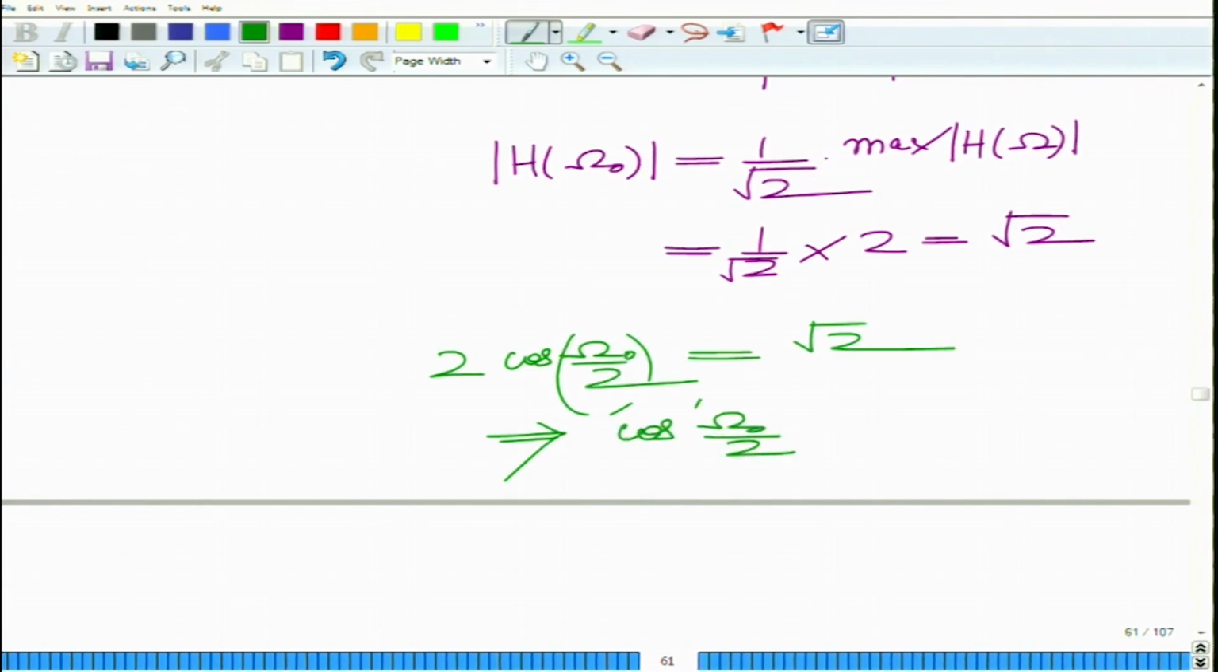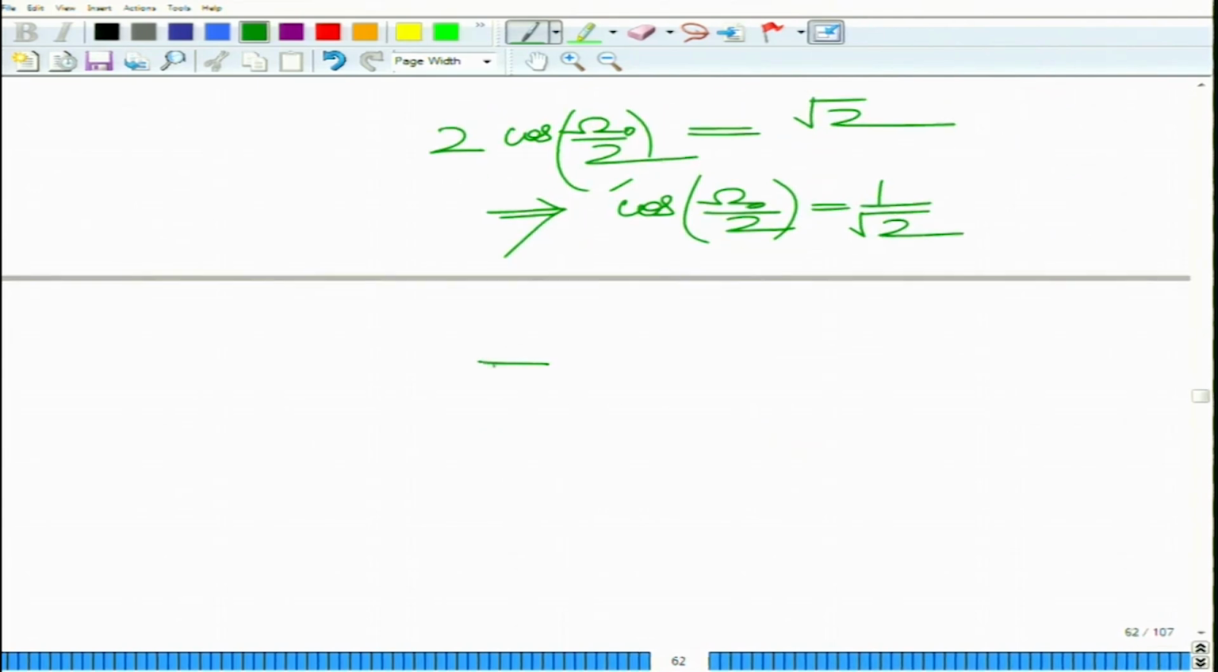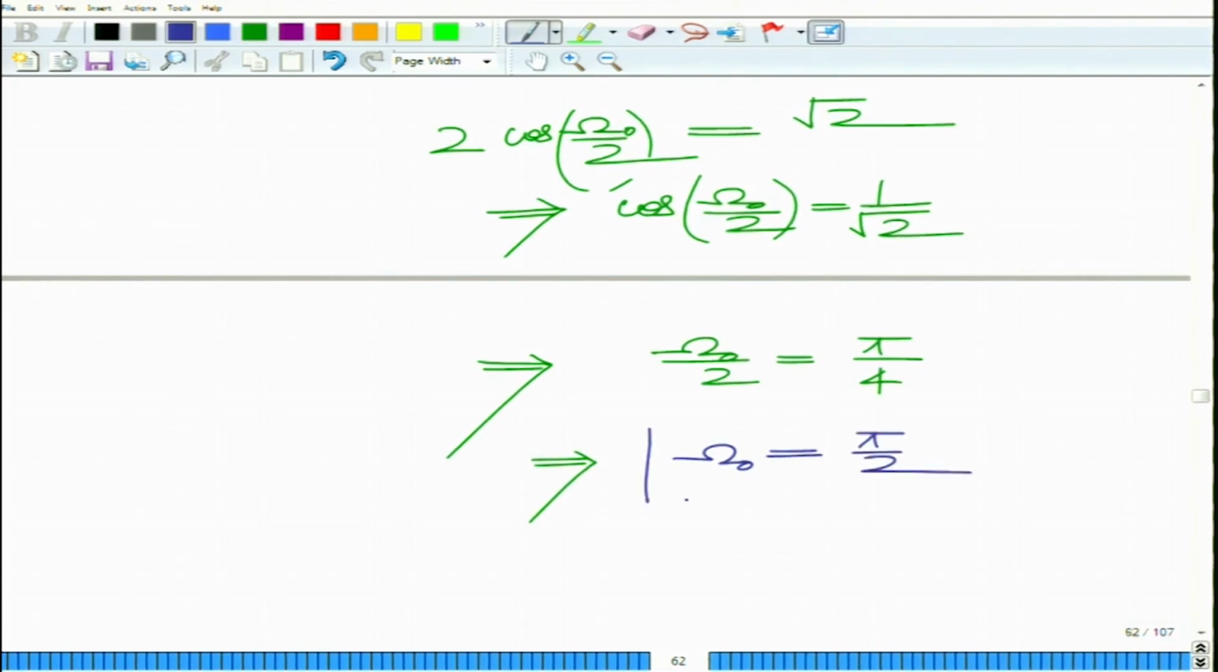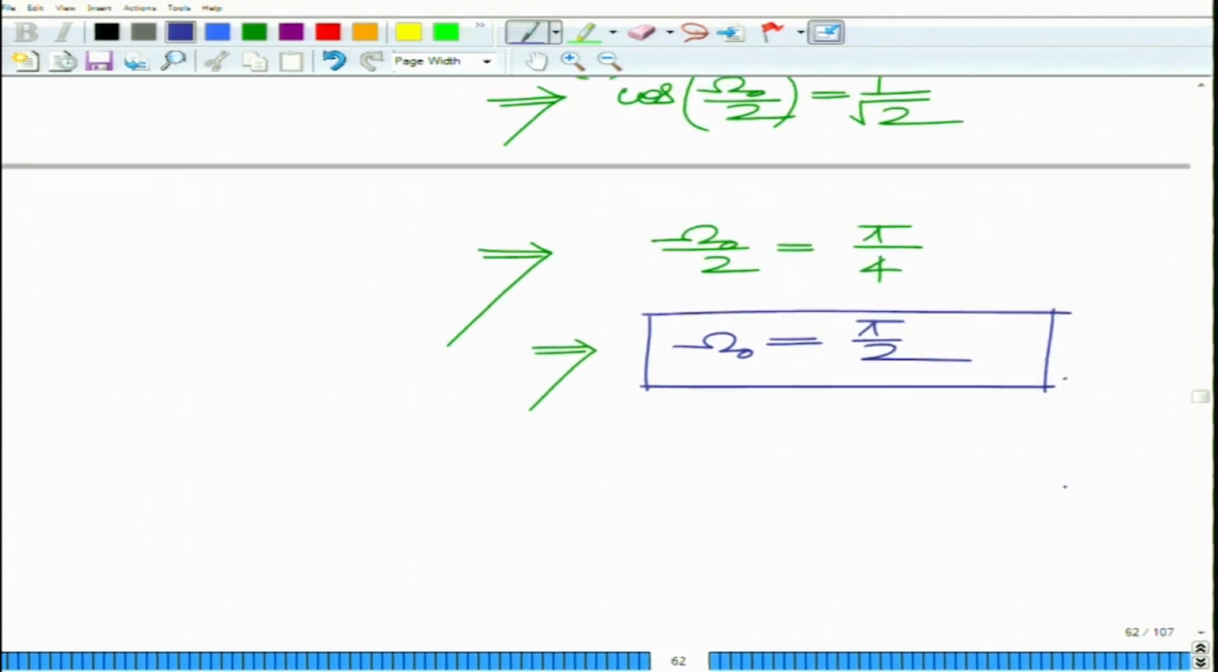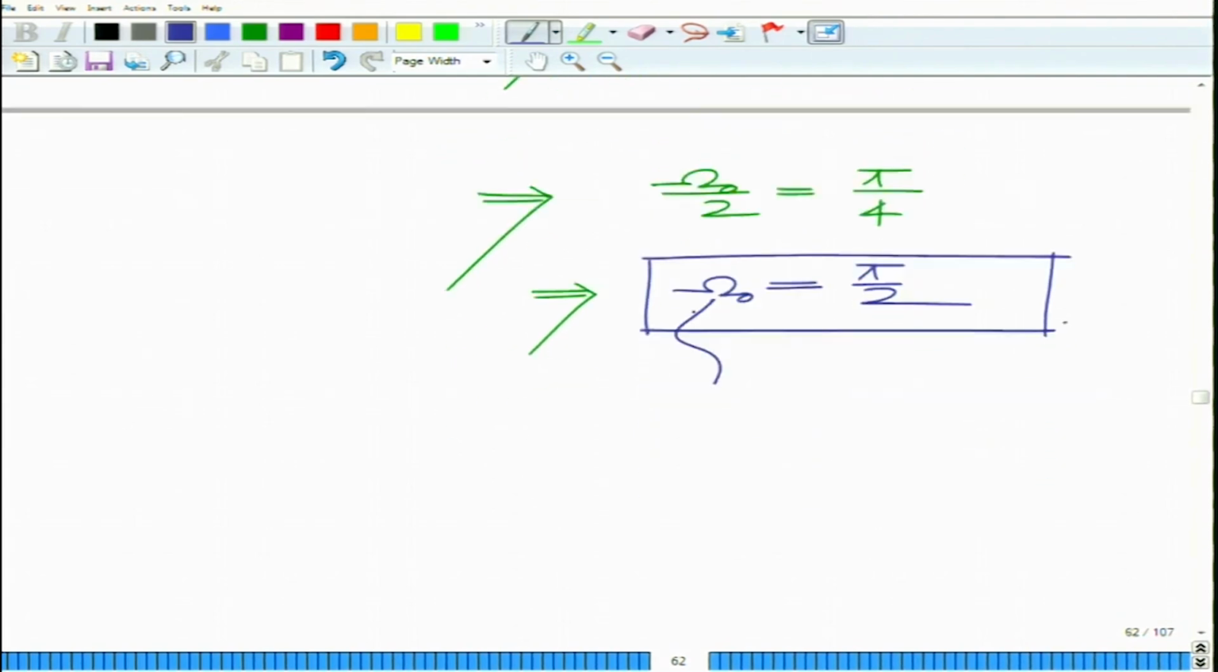implies cosine omega naught by 2 equals 1 over square root of 2, implies omega naught by 2 is now cosine inverse 1 over square root of 2, which is pi by 4, implies the 3 dB frequency omega naught equals pi by 2, very simple. Okay. So, the 3 dB frequency omega naught equals pi by 2.